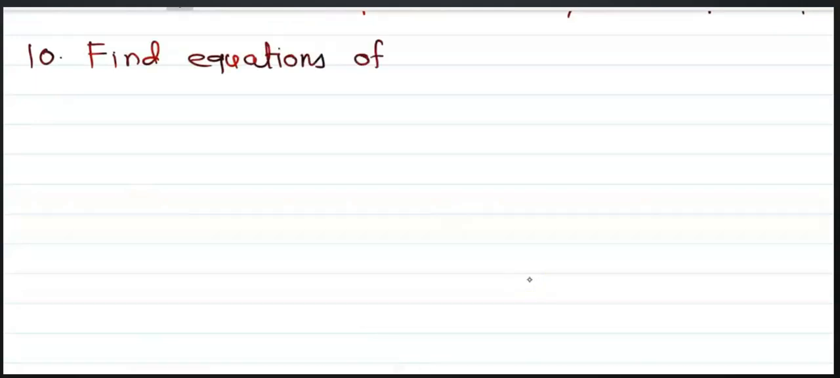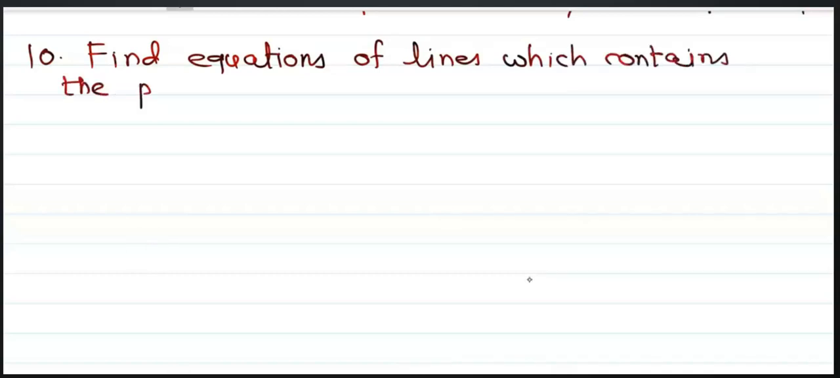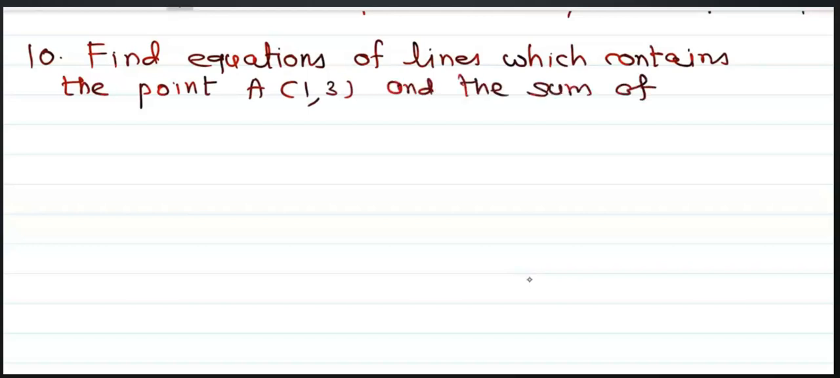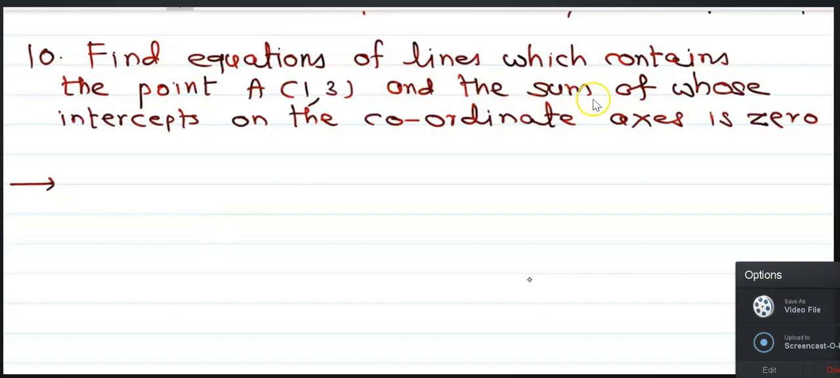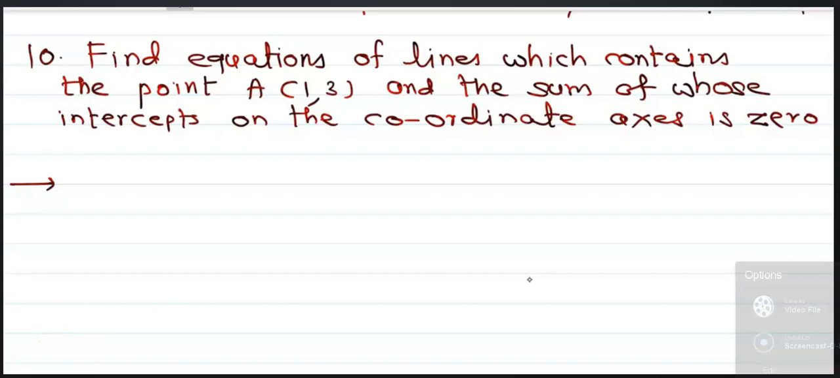Now question number 10. Find the equation of the line which contains the point A(1, 3) and the sum of whose intercepts on the coordinate axes is 0. Find the equation of the line which contains the point A(1, 3) and the sum of whose intercepts on the coordinate axes is 0. Now we'll see this here.